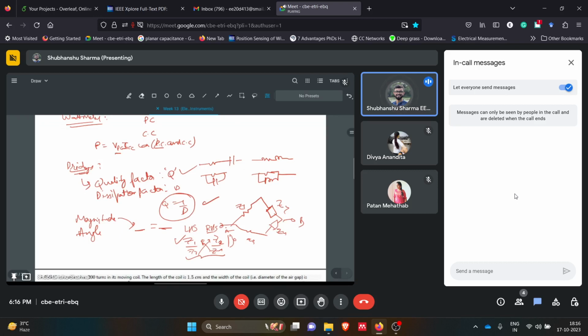After bridges, we talked about single phase energy meters, how they rotate and how energy is measured. But nowadays that is not being used because people used to steal electricity by placing a magnet on it.